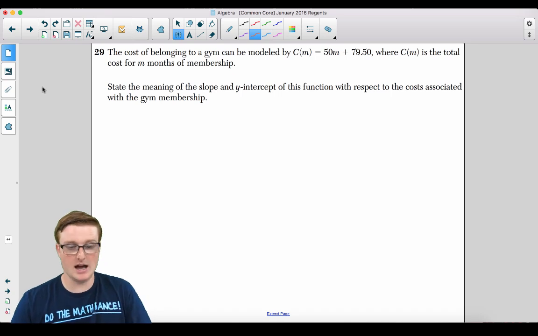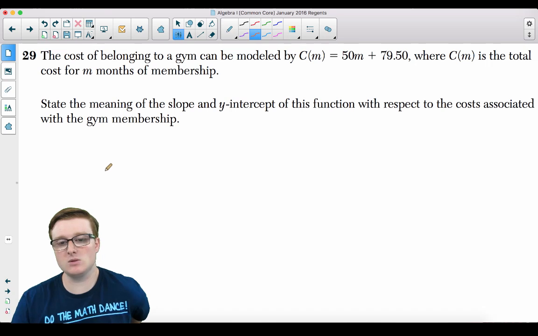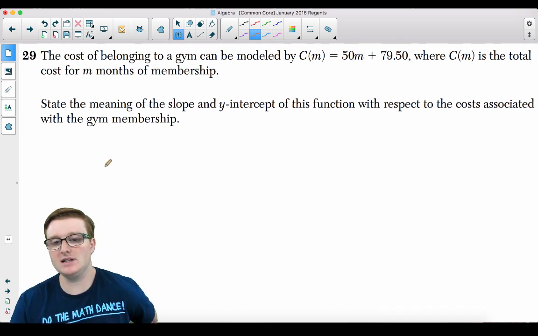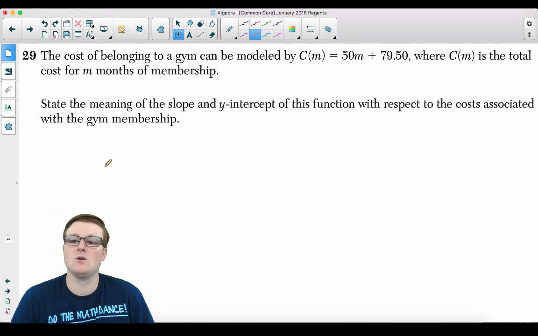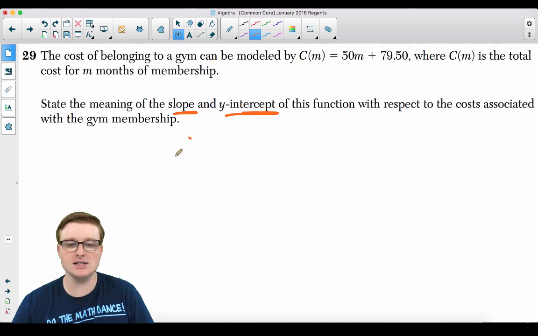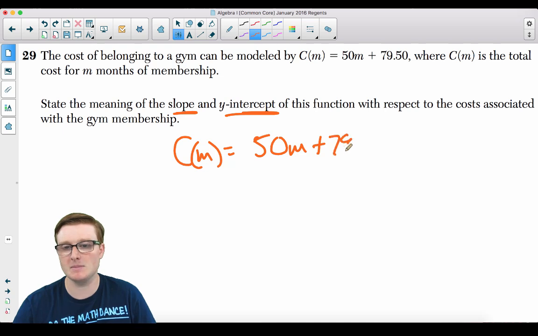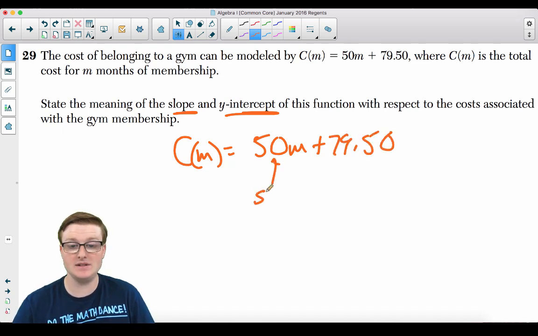Okay, number 29. The cost of belonging to a gym can be modeled by C of M equals 50M plus 79.50, where C of M is the total cost for M months of membership. State the meaning of the slope and the y-intercept of this function with respect to the costs associated with the gym membership. So basically, you just need to know what it is showing here, because this is a line. That 50 is your slope. That 79.50, that is your y-intercept.